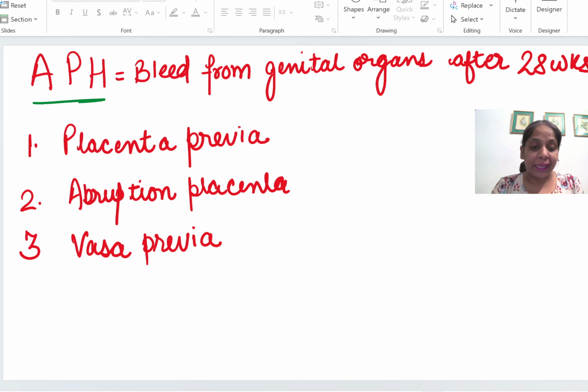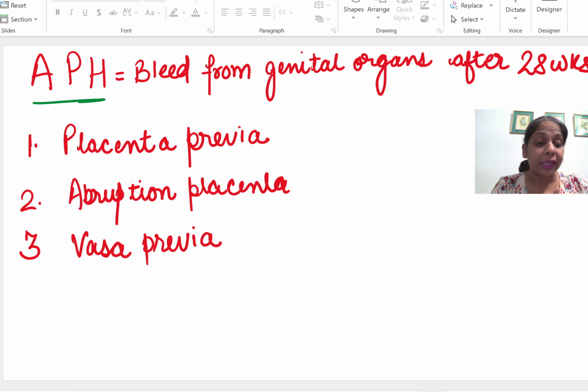So what is basically APH? APH is bleeding from the genital organs after 28 weeks. Why 28 weeks? Because after 28 weeks, the fetus is viable. We can save the fetus if we do proper management. And after 28 weeks, the placenta is so large that if bleeding occurs from it, the mother can be in trouble. So after 28 weeks, both fetal and maternal distress is very common with bleeding.